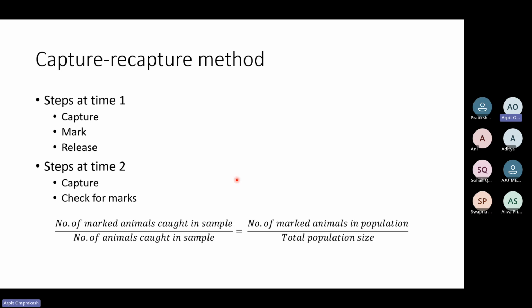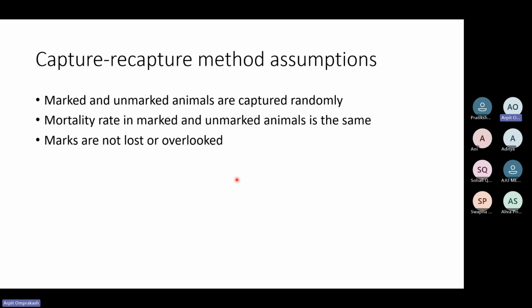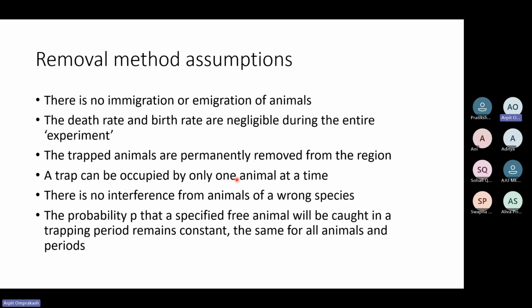Then we talked about the capture recapture method or the mark recapture method. So basically what you do is you go out, you capture some animals, you mark them and you release them. After some time you go back, you capture them and you check for marks. And based on this equation, you can figure out what is the total population size. It makes some assumptions though: that marked and unmarked animals are captured randomly, the mortality rate of marked and unmarked animals is the same, and marks are not overlooked or lost.